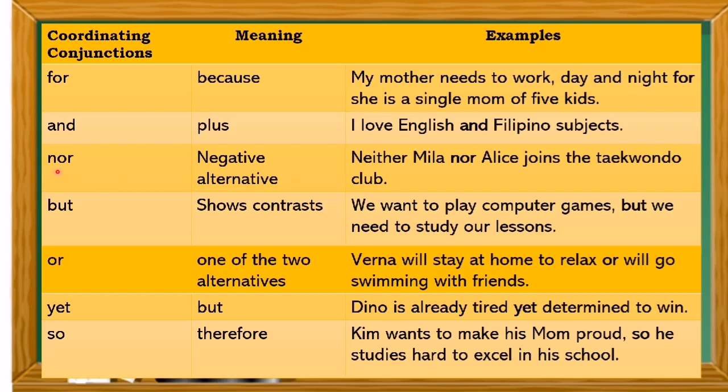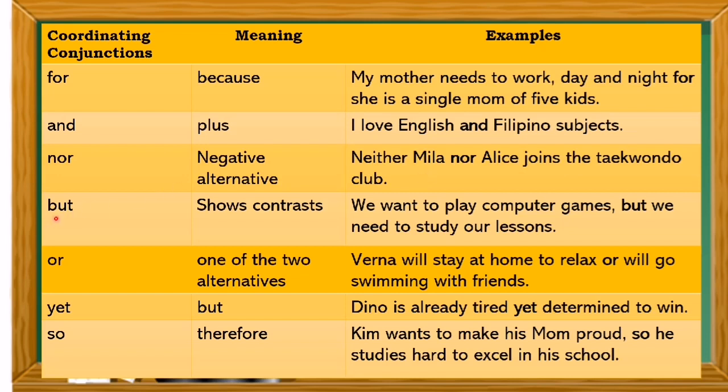Coordinating conjunction "nor," negative alternative. So we have here an example: Neither Mila nor Alice joins the Taekwondo club. So neither means nor. If we use neither, we always use nor. Neither, nor; either, or. So neither means negative. Nobody wants to join the Taekwondo.